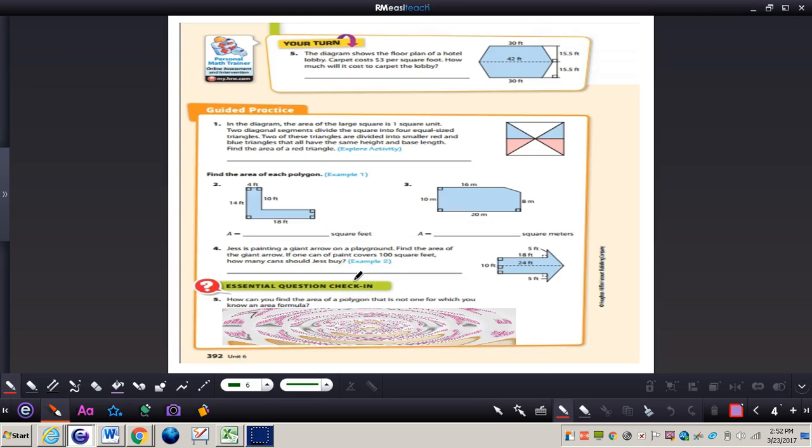Now let's take a look at problem 5. It says the diagram shows the floor plan of a hotel lobby. Carpet costs $3 per square foot. How much will it cost to carpet the lobby? What we can see here is a polygon that divides nicely into two trapezoids. If you remember, the area of a trapezoid is area equals 1/2 times the height times base 1 plus base 2. So we're going to plug in the numbers for one of these, and then we will just multiply our answer by 2 and go from there.